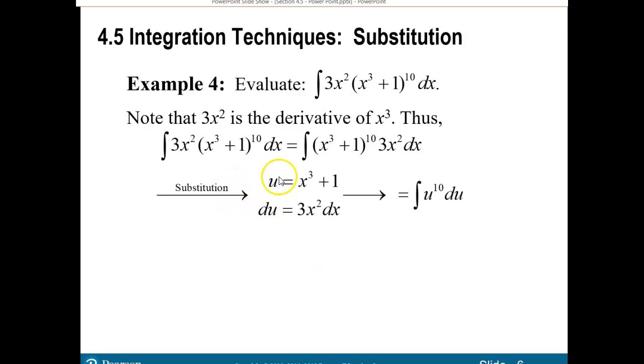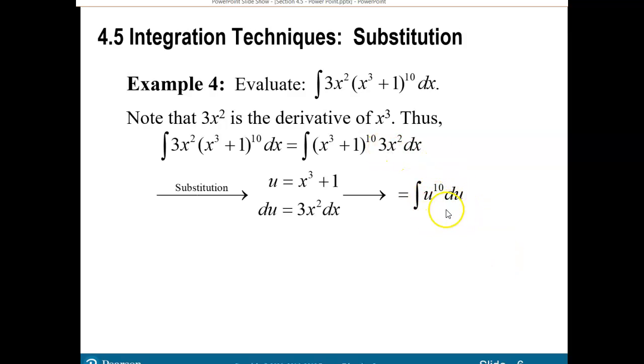Our substitution is going to be: we let u equal this thing on the inside, x cubed plus 1. Then we do like we did on the previous few examples and find du. du over dx would be 3x squared, so du would be 3x squared dx. Then we rewrite the problem using u. If this thing was u, this thing becomes u to the 10th, and all of this stuff is simply du. So we rewrite the integral as u to the 10th times du.